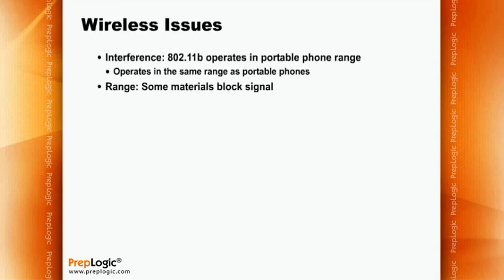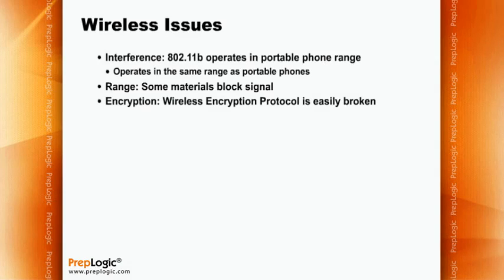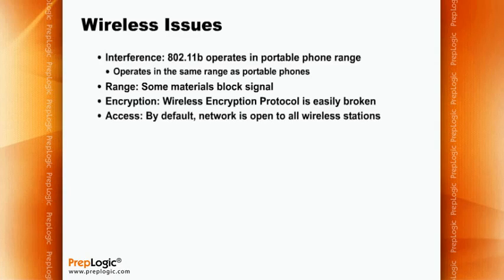Also, range is a critical aspect we need to look at. Some materials block the signal, and that has an effect on planning our network and making sure that access to our information is always maintained. Encryption is a key issue. We'll talk more about WEP in another section, but wireless encryption protocol is easily broken. And so still, as most products are implemented, there isn't very good encryption. Now, that's changing as newer standards and new encryption methodologies are coming out, but traditional wireless products have had very poor encryption.